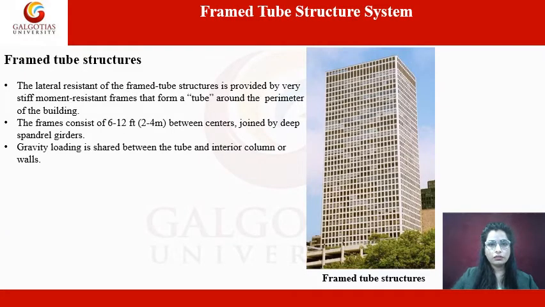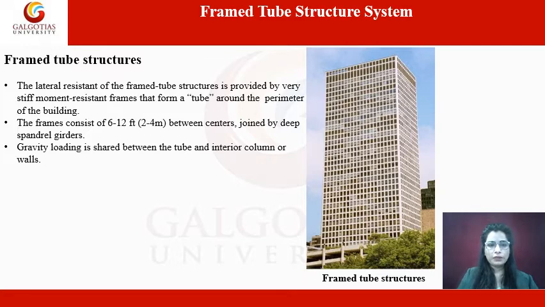Next is the framed tube structure system. Basically the tube form was developed originally for buildings of rectangular plan, and probably it is most efficient in that shape. So the lateral resistance of the framed tube structure is provided by very stiff moment resistant frames that form a tube around the perimeter of a building.